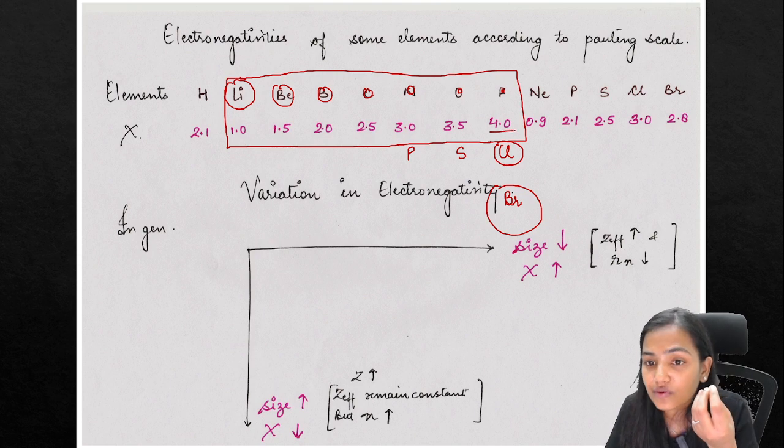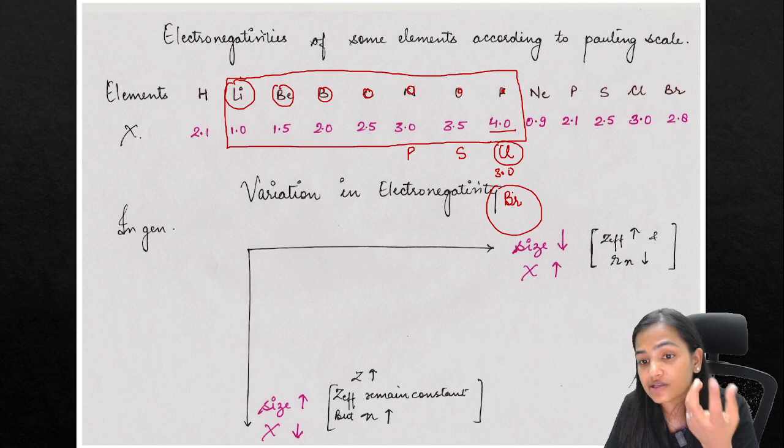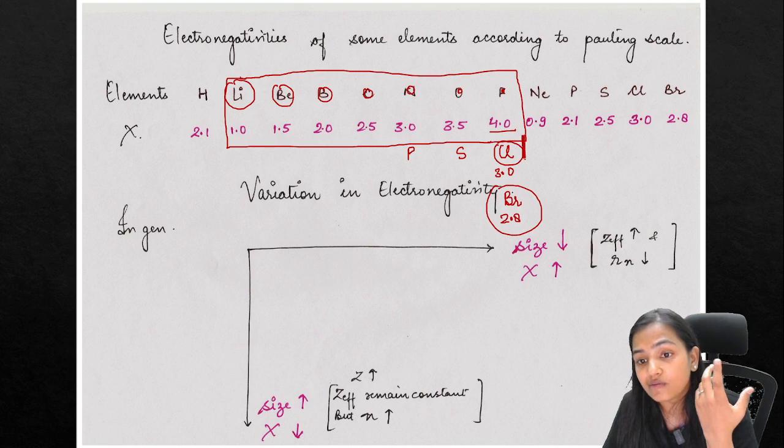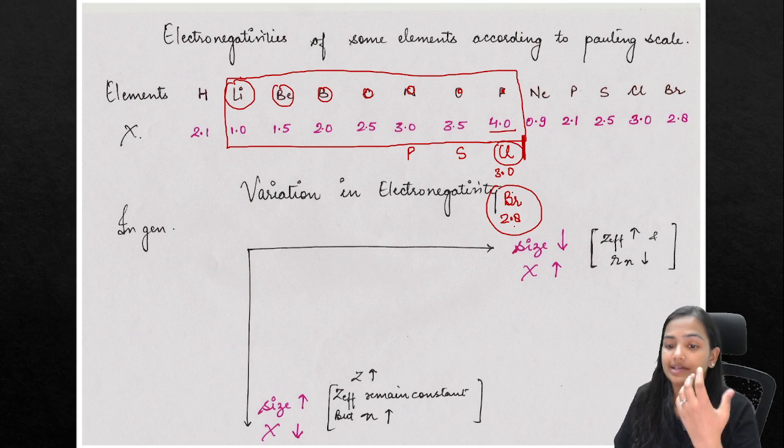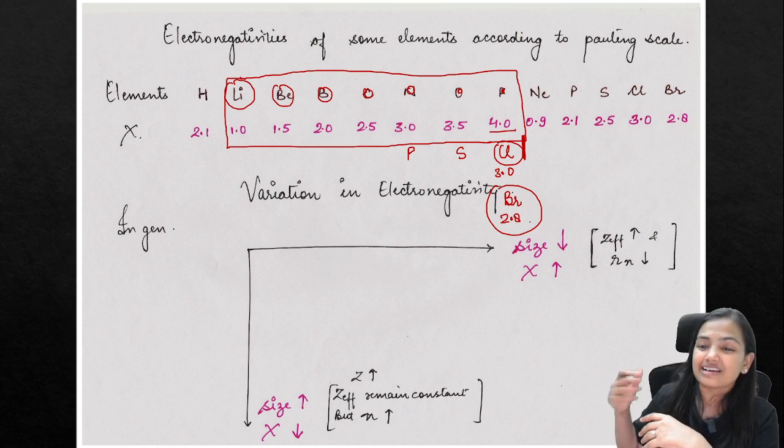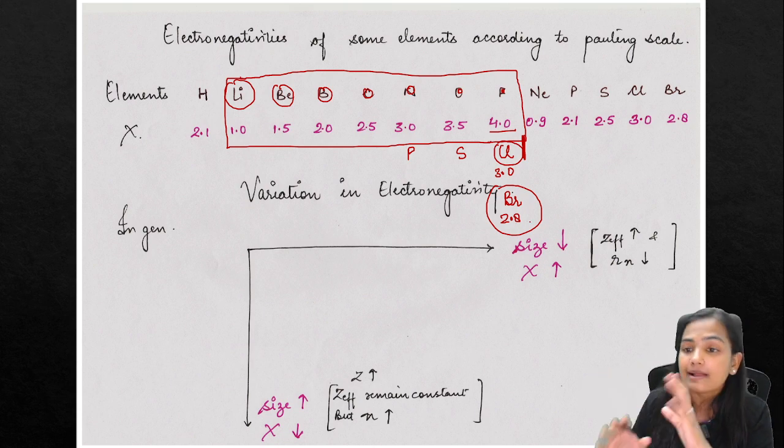So if fluorine is 4.0, then chlorine will become 3.0. Okay, bromine will become 2.8. So there is a difference of complete 1, so 4 to 3 to 2.8. Okay, then the difference is becoming negligible. Okay, so this is it.